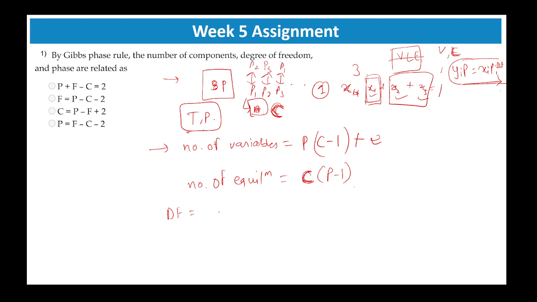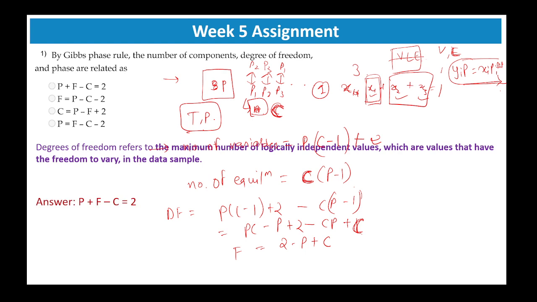degrees of freedom will be nothing but P into C minus 1 plus 2 minus C into P minus 1. So it will be PC minus P plus 2 minus PC plus C. So it will be 2 minus P plus C, which is nothing but F. So the correct option here, if you rearrange it, is P plus F minus C equals 2.